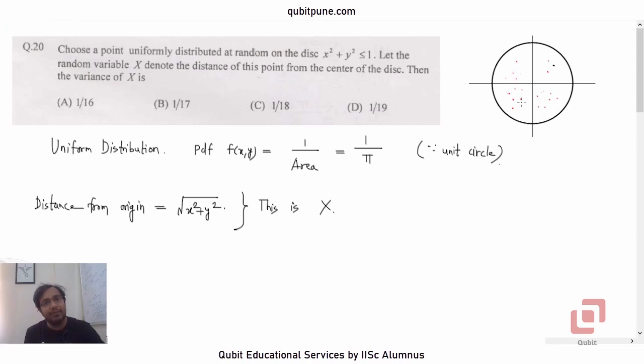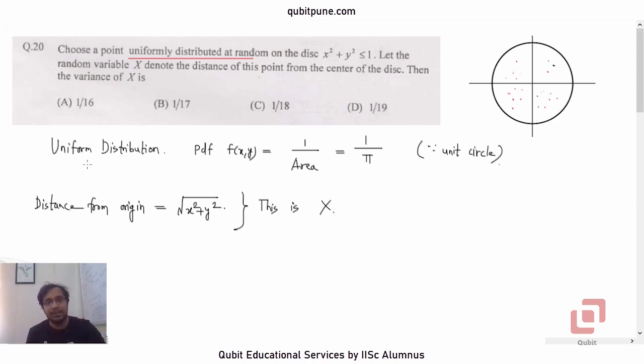That is going to be a random variable, right? Because we can pick our point anywhere inside the circle, and we are not giving any preference to any quadrant or any specific direction. So they're saying it's uniformly distributed at random. And then we have to calculate the variance of that random variable, which is the distance of this point from the center of the disk.